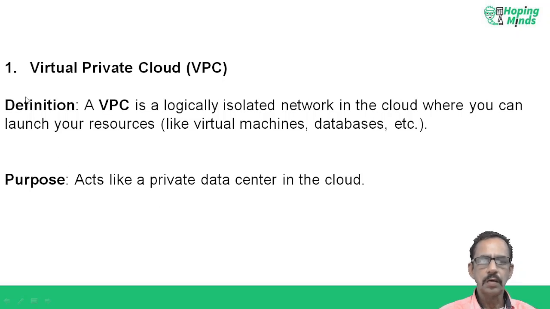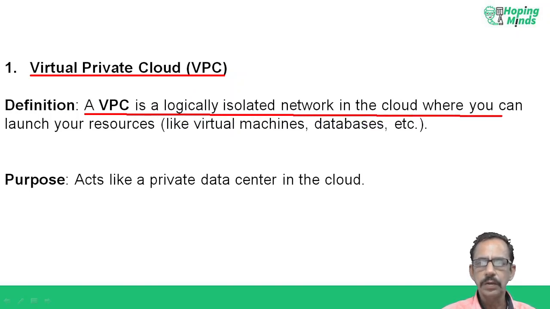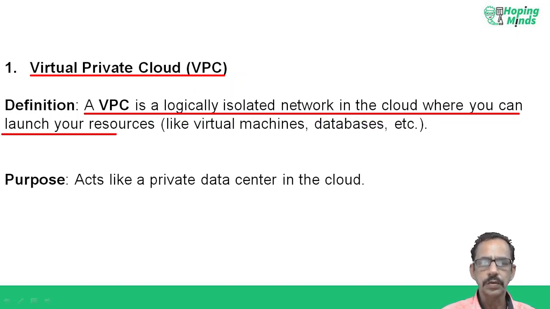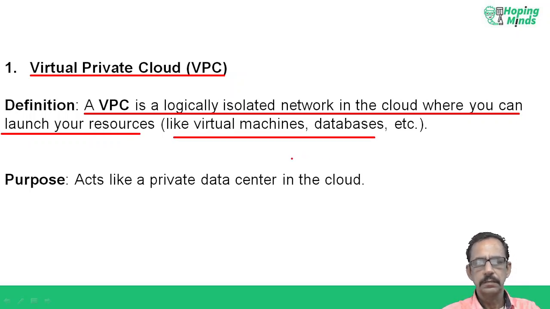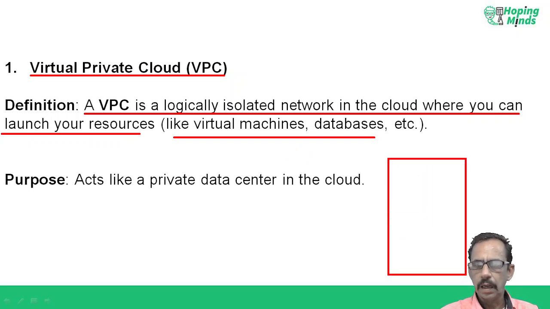Now let's discuss all the components one by one. What is VPC? A VPC is a logical isolated network in a cloud where you can launch your resources. That can be a virtual machine, that can be a database. Take an example. On the land, a big building. Now here are the different apartments on each floor. On each floor, there are some apartments.